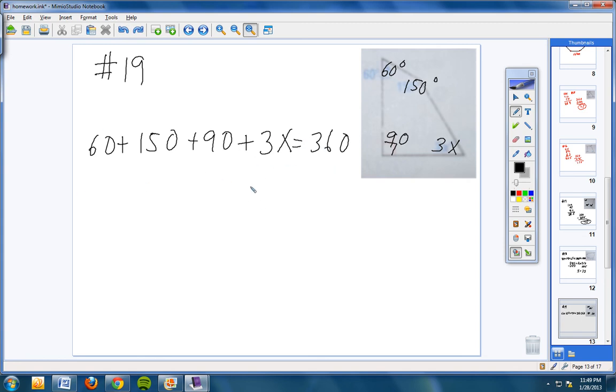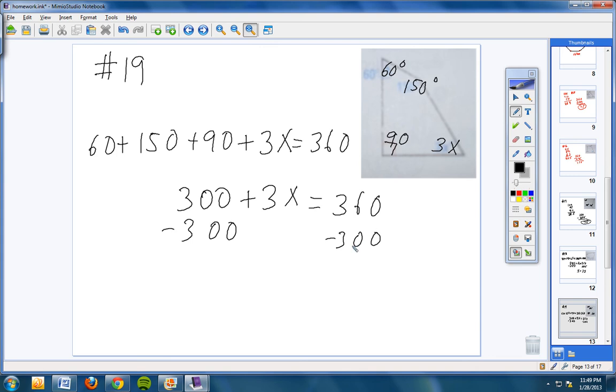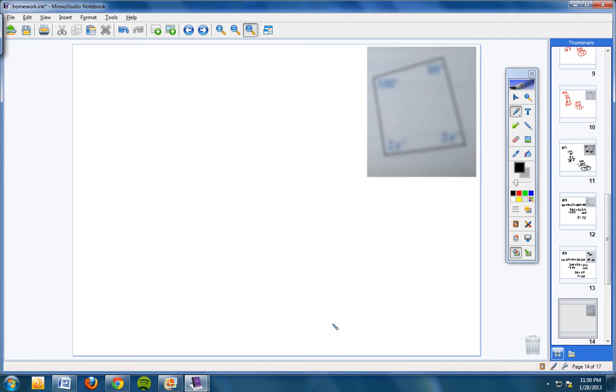So if we add our like terms over here, we're going to be left with 300 plus 3x equals 360. Does everybody see where the 300 came from? 60, 150, and 90. All right. Let's subtract 300 from both sides. So we subtract 300, and you're left with 3x equals 60. All right, divide both sides by 3 and x equals 20. So there we go, x equals 20. These are really, really simple, and I hope you're finding them pretty easy.